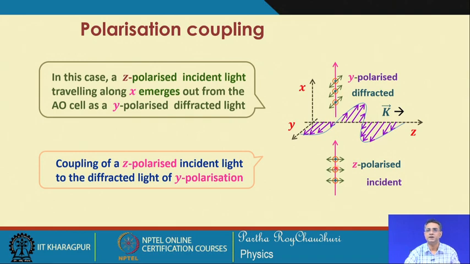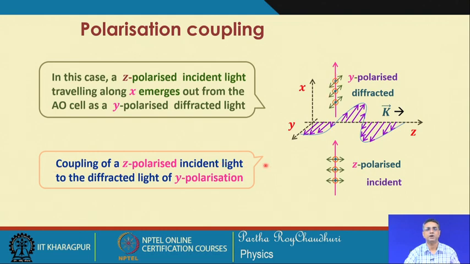So, there has been a coupling of the Z polarization to Y polarization of the optical beam through this acoustic wave, through this perturbed medium, the change in permittivity because of the periodic perturbation of the medium. We get a polarization coupling from Z to Y polarization.